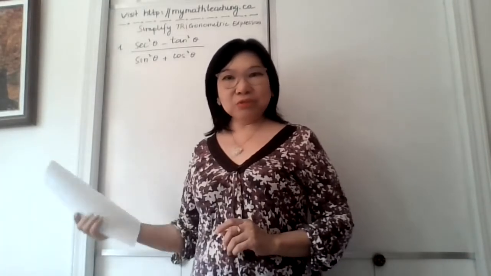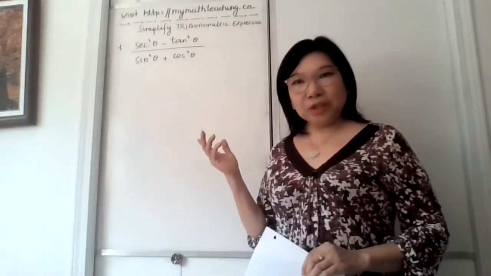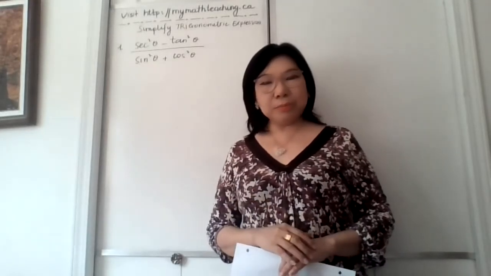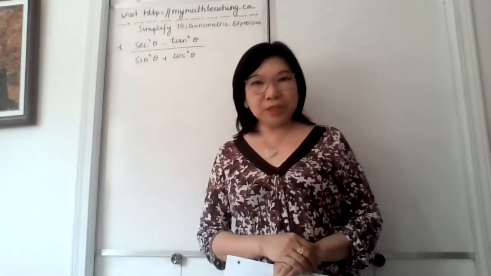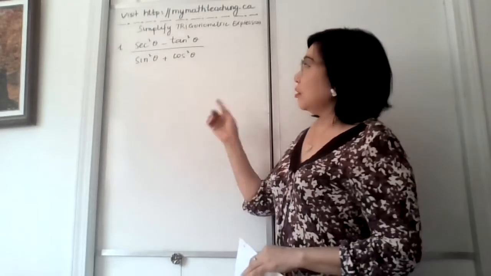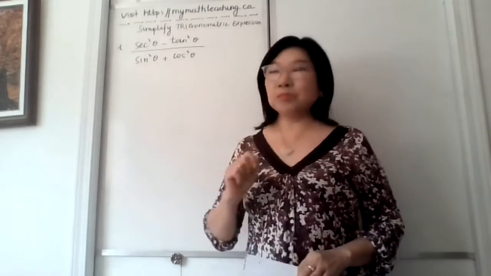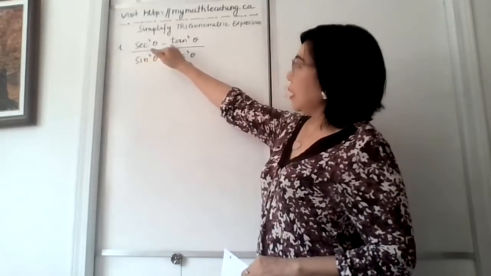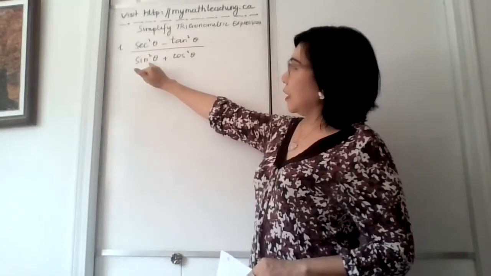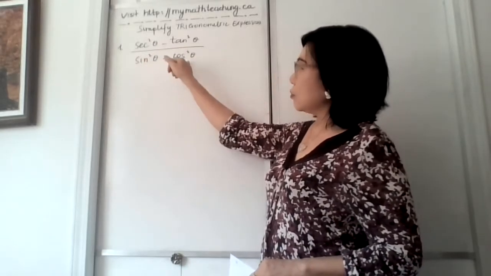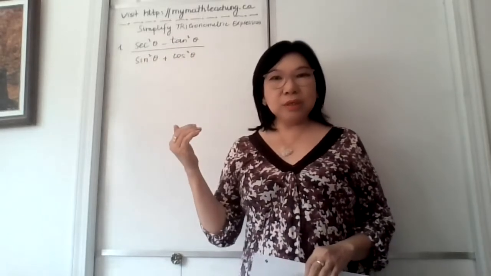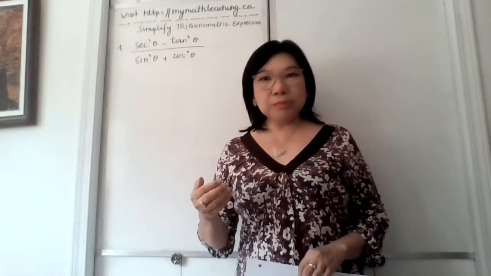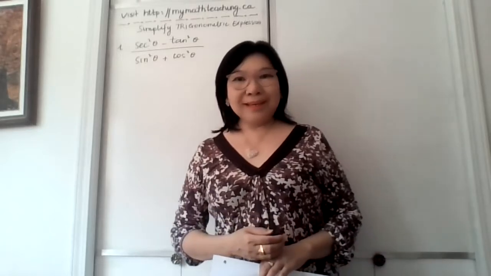Today I will show you how to simplify the trigonometric function expression before we get into proving trigonometric identity. On the board, I have one question: secant square theta minus tan square theta, divided by sine square theta plus cos square theta. We want to reduce this expression to a simpler form as much as we can. So let me show you how to do that.